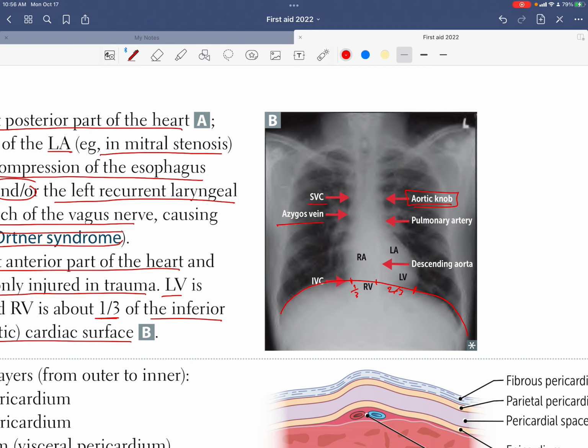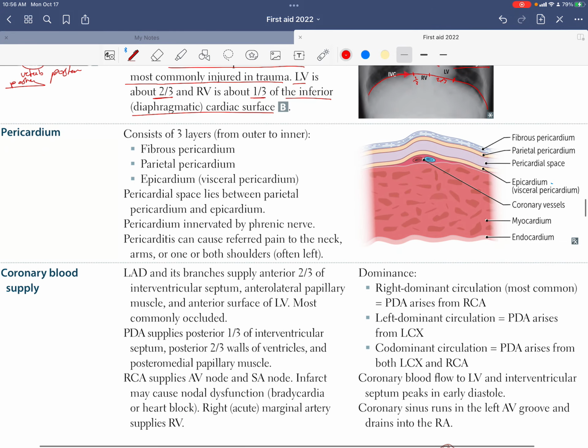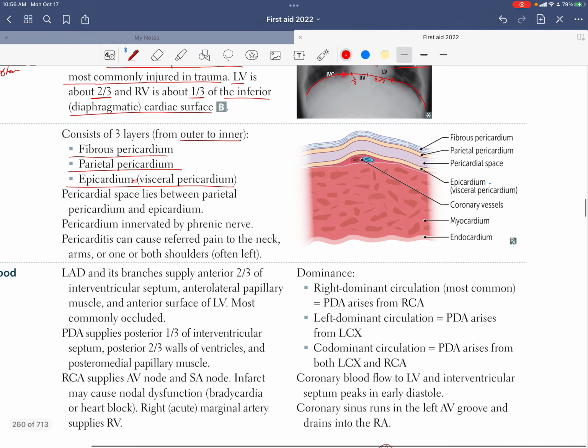This is the aortic knob. We may need that layer: azygous vein, superior vena cava, descending aorta, and pulmonary artery. So for the pericardium, it consists of 3 layers from the outer to the inner: fibrous pericardium, parietal pericardium, and epicardium, which is also the visceral pericardium.